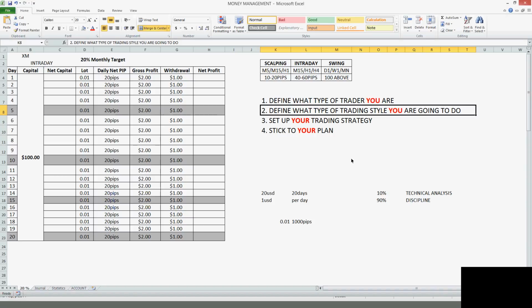So when you have your trading style that you're going to go to, then you need to identify the time frames that you're going to go into. So you need to find re-entries at this particular time frame, and then you need to set your trading strategy.